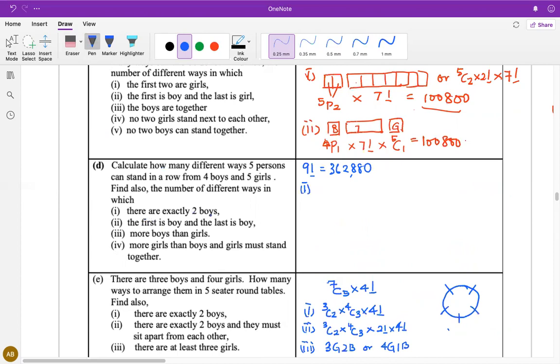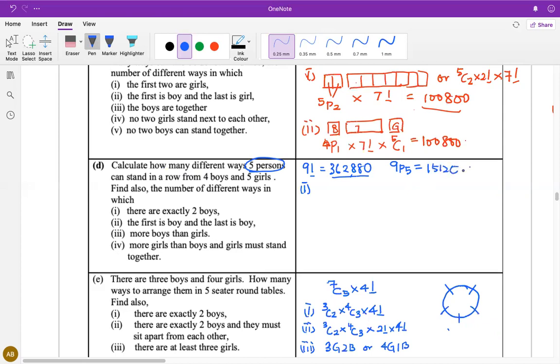Okay, B number 1. Exactly 2 boys. Okay, sorry. This is if no condition. The 9 must be standing in a line, but now how many ways for 5 people? So there is 9P5. If no condition, 9P5. Okay, so you get 15120.